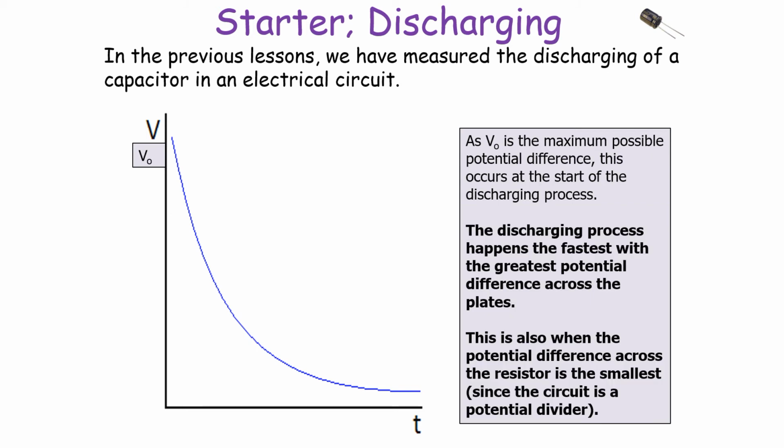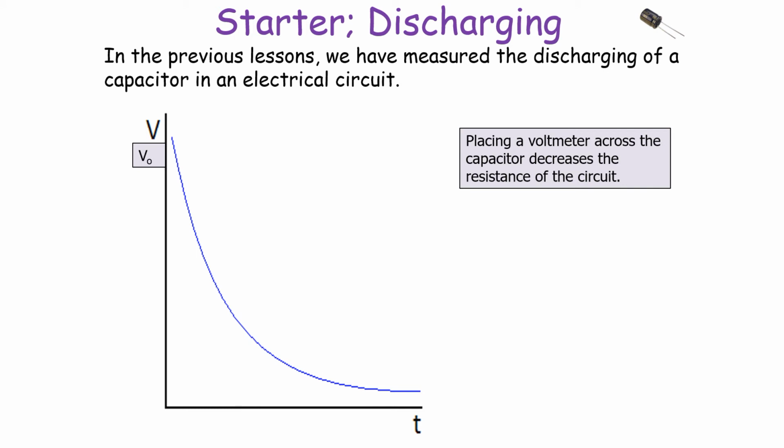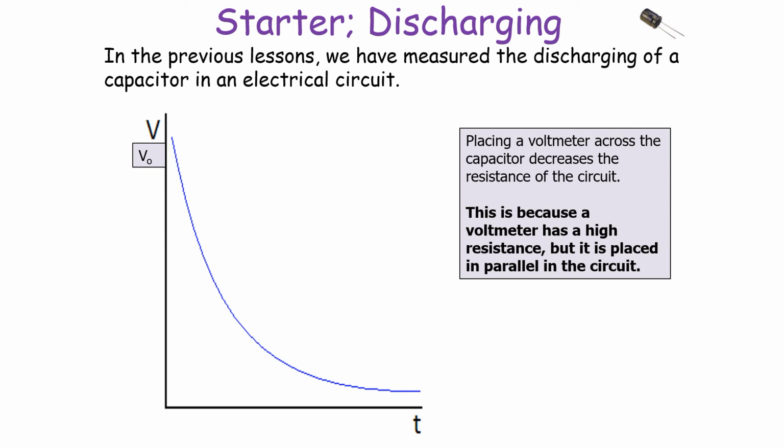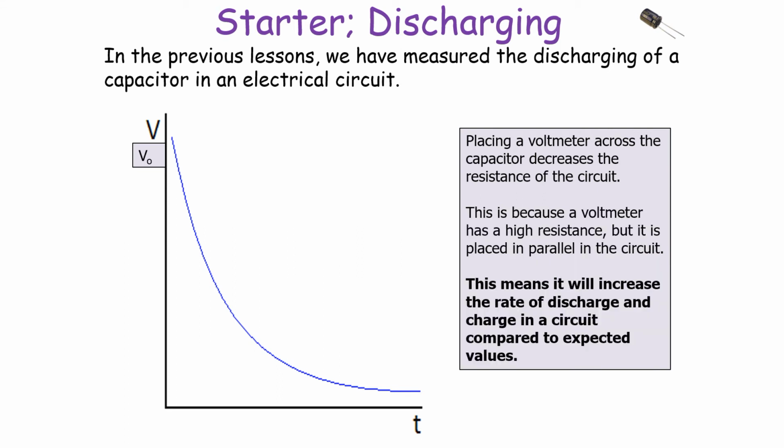Now the discharging process happens the fastest with the greatest potential difference across the plates, so it's when the potential difference across the resistance is the smallest, because the circuit is a potential divider. Now it's important that placing a voltmeter across the capacitor decreases the resistance of the circuit, because a voltmeter has a high resistance but is placed in parallel in the circuit, so this means it will increase the rate of discharge and charge in a circuit compared to expected values.